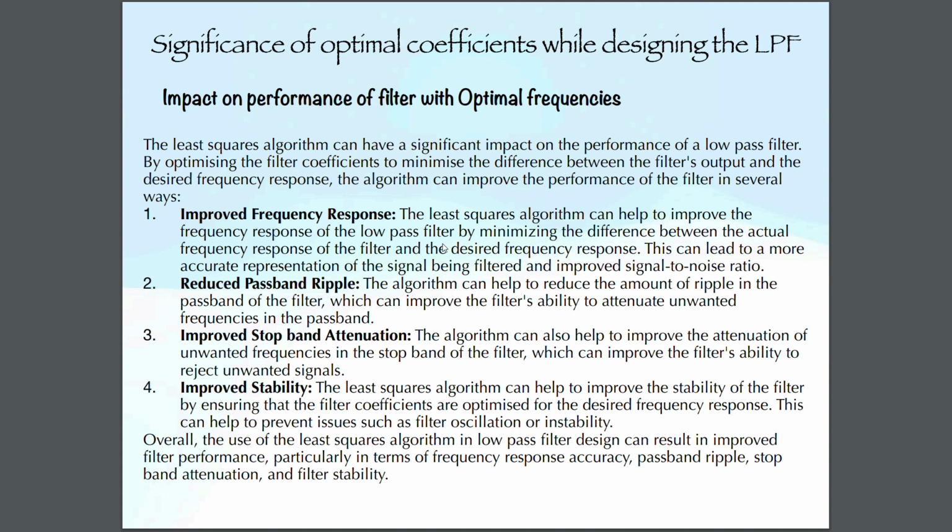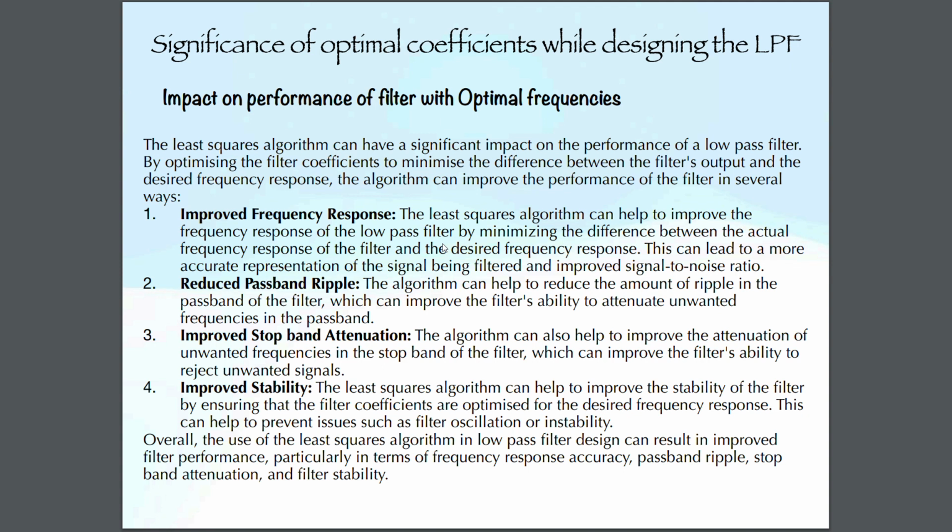Next is reduced passband ripple. So this algorithm can help to reduce the amount of ripple in the passband of the filter, which can improve the filter's ability to attenuate the unwanted frequencies in the passband. Improved stopband attenuation. This algorithm can also help to improve the attenuation of unwanted frequencies in the stopband of a filter, which can improve the filter's ability to reject the unwanted signals.